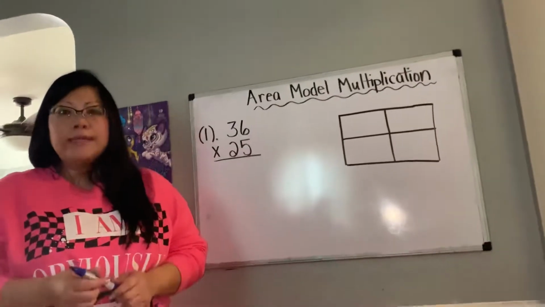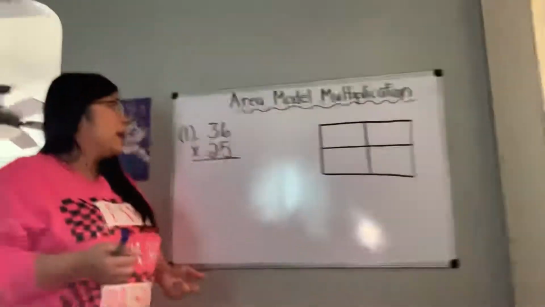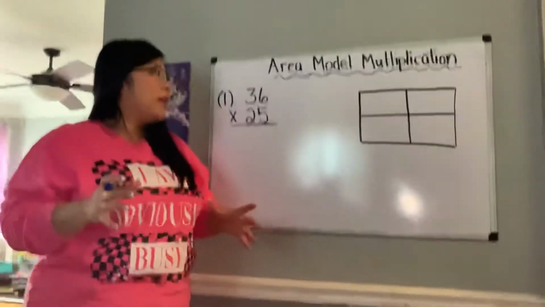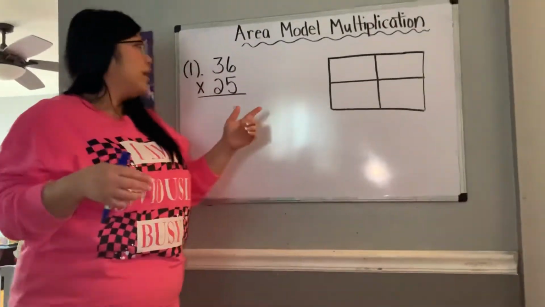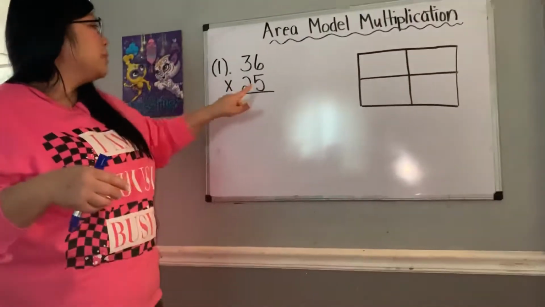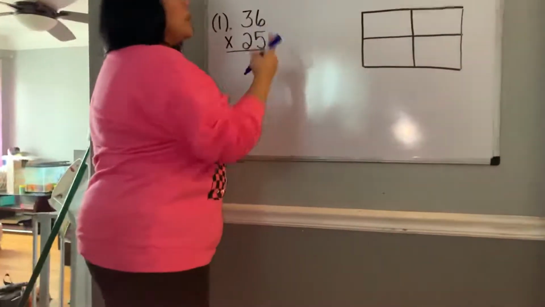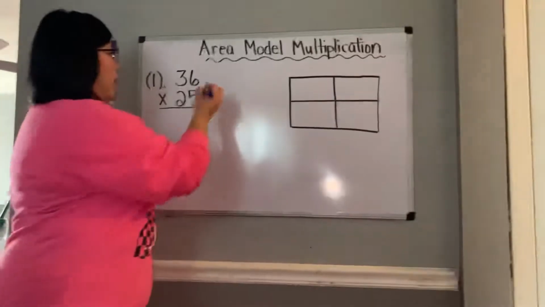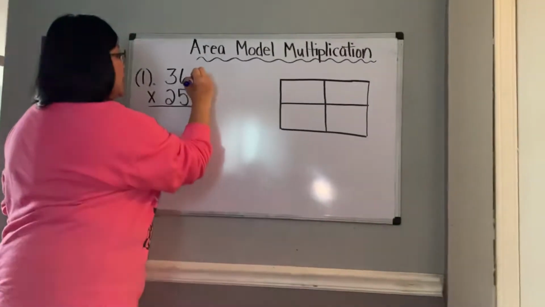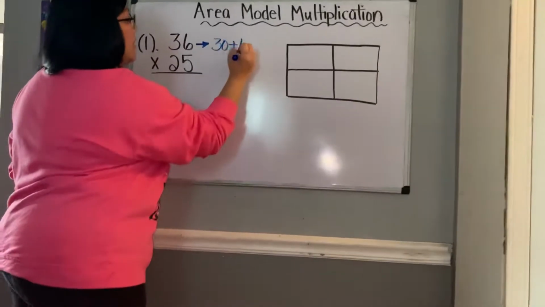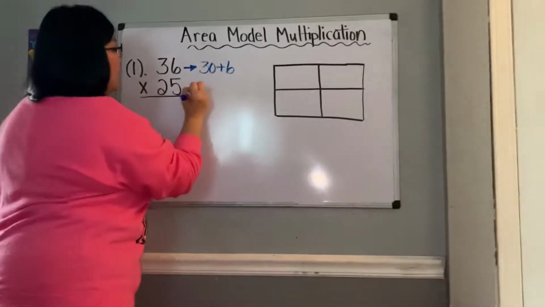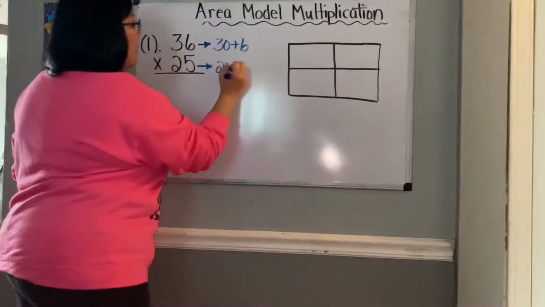Hello mathematicians, today we're going to be working on area model multiplication. What's really nice about the area model is that we are breaking apart the place values, and this is going to help us if we ever need to do mental math. This would be hard to do: 36 times 25. But if we use the area model and break apart the place values, 36 is really 30 plus 6, and 25 is really 20 plus 5.